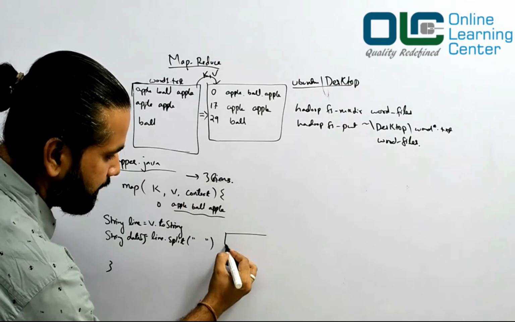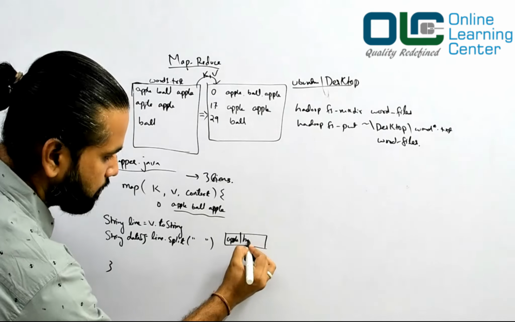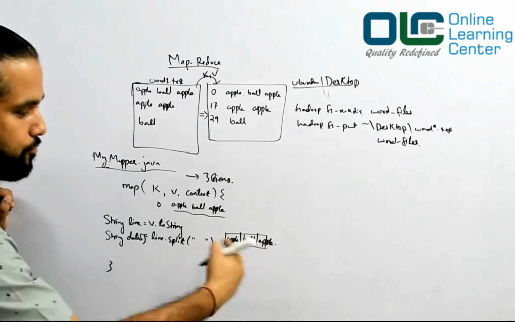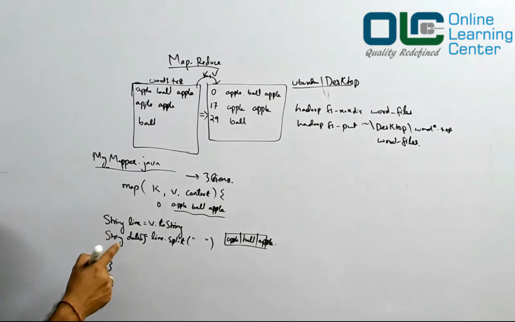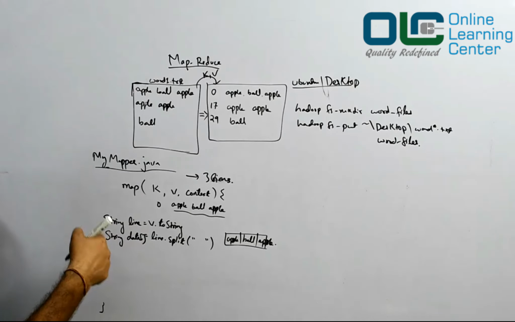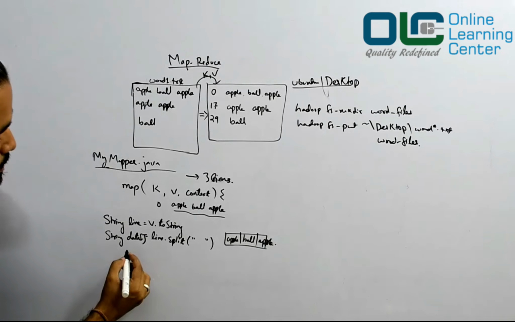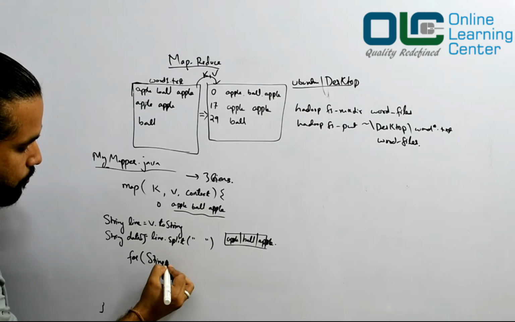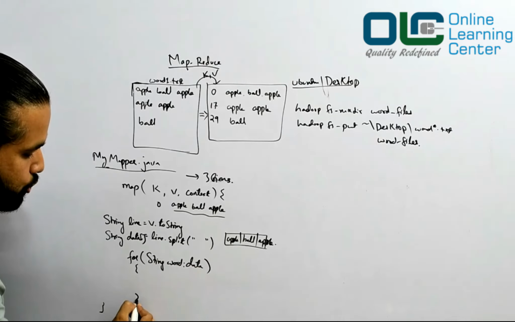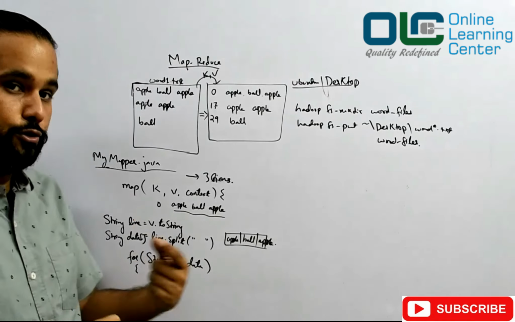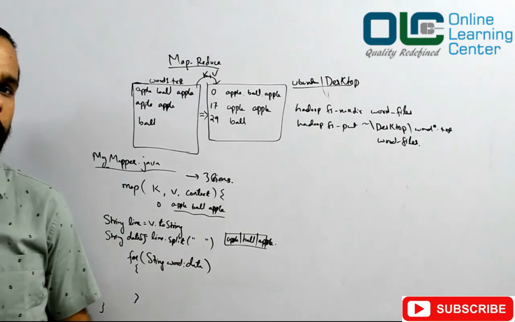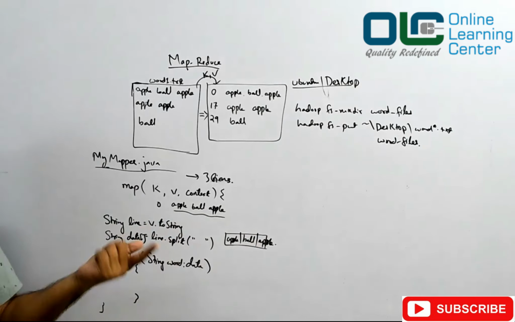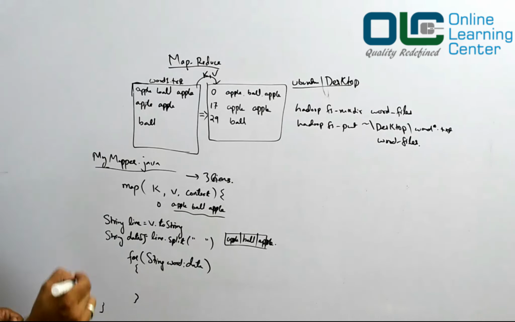So you got an array out of this: apple, ball, apple. Now what you need to do is iterate this array, right? You'll say for string word of data. So you'll use a for loop. You can use any for loop: for i equal to 0, i is less than or equal to data dot length, and so on. So that also can be done.